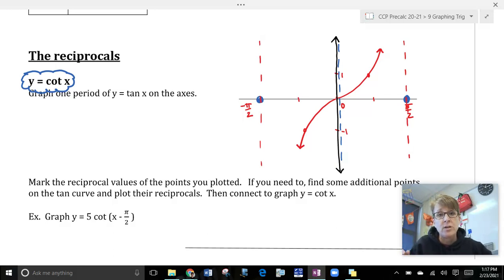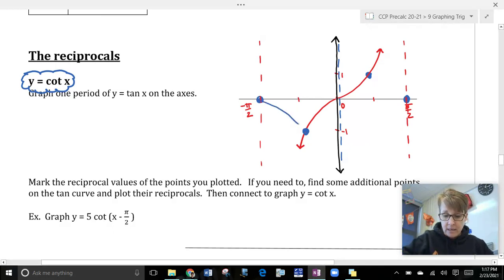Now remember, tangent also has two additional points plotted. Halfway between the two asymptotes, I went up to 1 and I went down to -1. Again, let's take those reciprocals. These are even easier. The reciprocal of 1, when we flip it over, is still 1. So cotangent's also going to have a point right there on 1. -1, when you do its reciprocal, is still -1. So it still has a point there at -1. And that's really all we need for a cotangent. I'm now going to connect the dots.